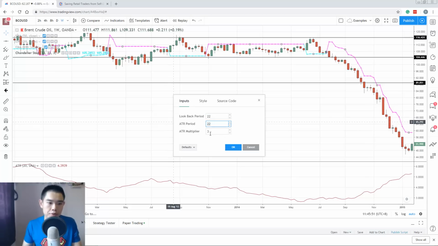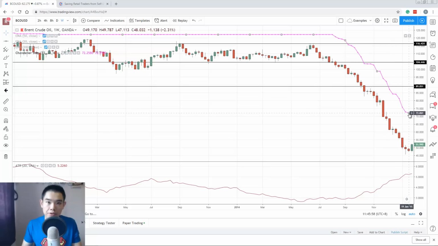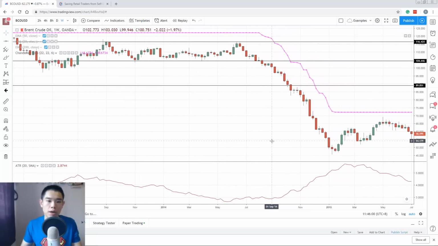You can see you can change the time period and the multiplier. If you want a larger stop loss, you can use an ATR of even 6 ATR if you want to, so you get more buffer on the trade. I hope this is a useful indicator that you can use.